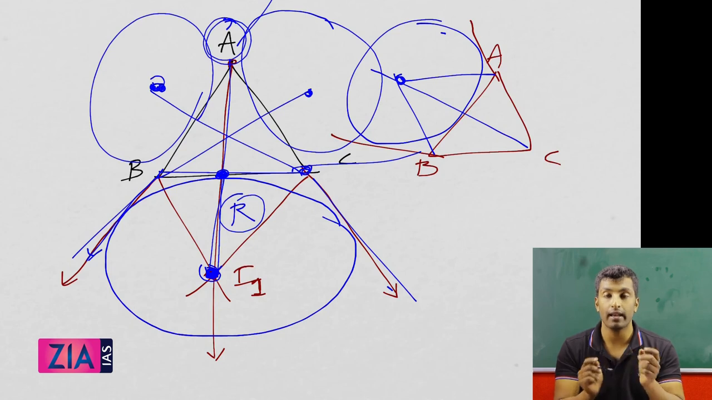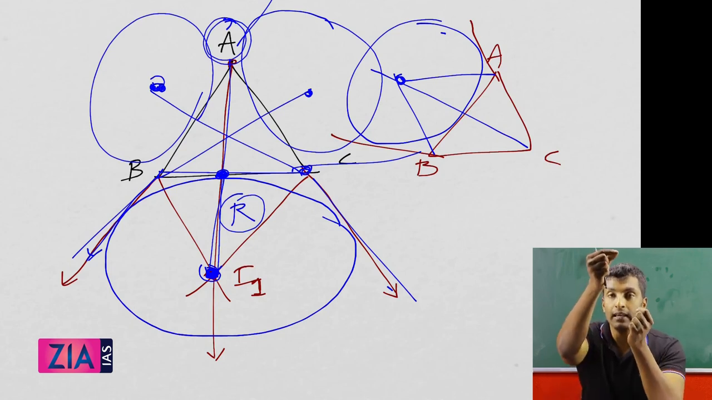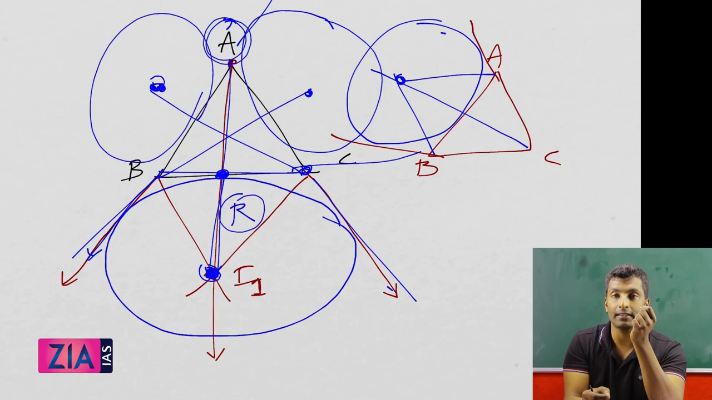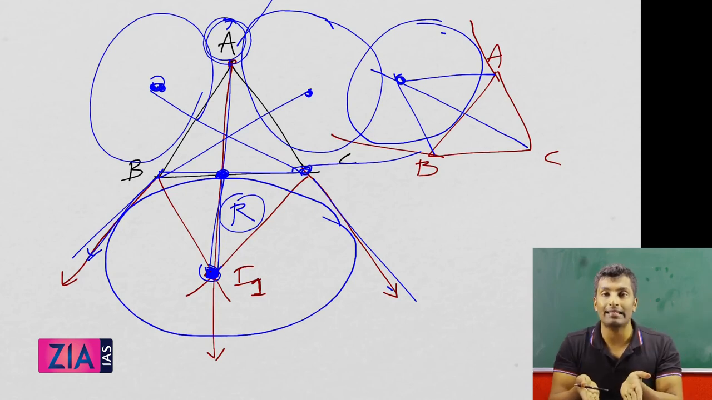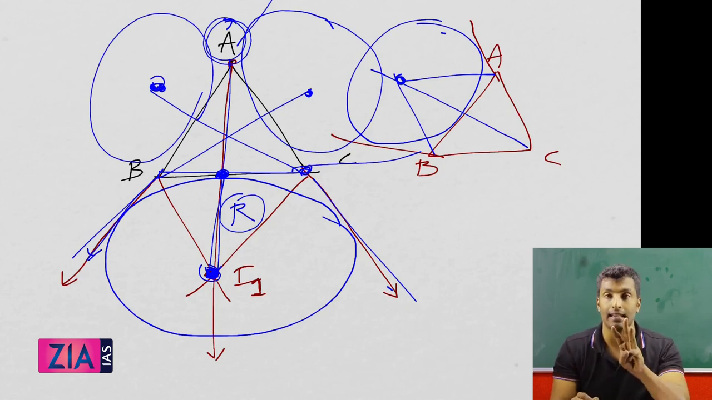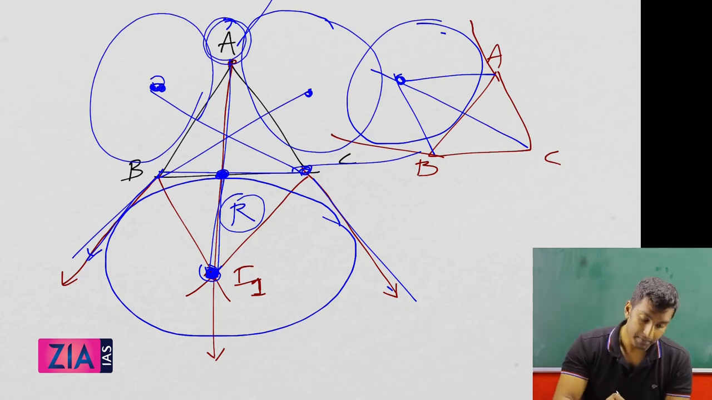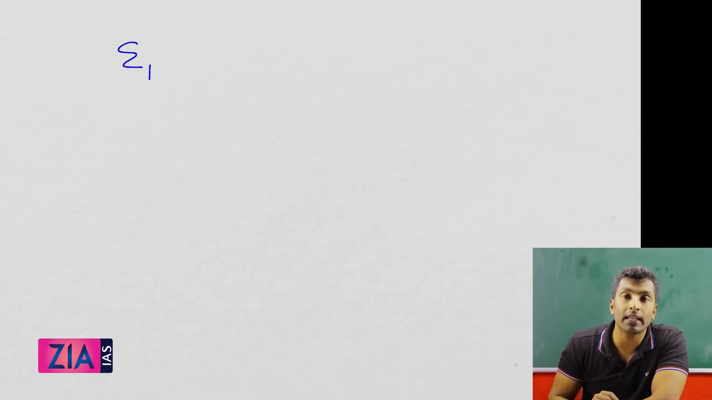I hope you understood. Excenter means drop the internal angle bisector, then two external angle bisectors. The intersection of the two external angle bisectors and the internal angle bisector is your Excenter. Opposite to each internal angle bisector you will get one Excenter. So there are three Excenters. Now what is the equation? We need to know the coordinates. So we have three Excenters, E1, E2, E3.